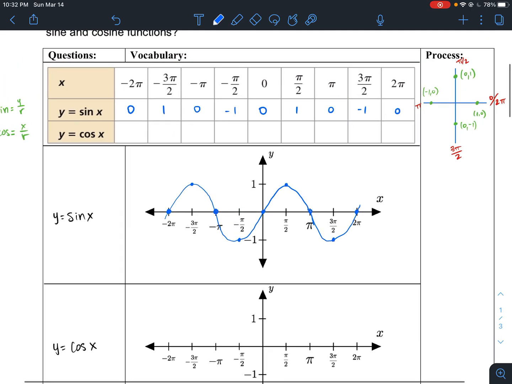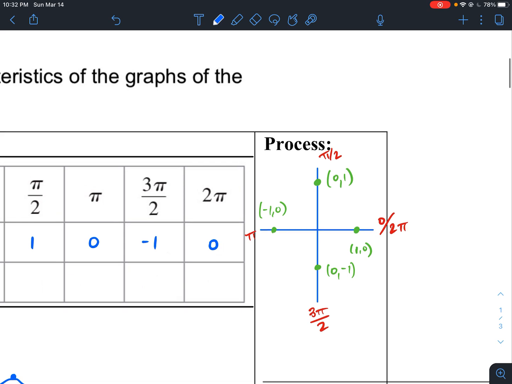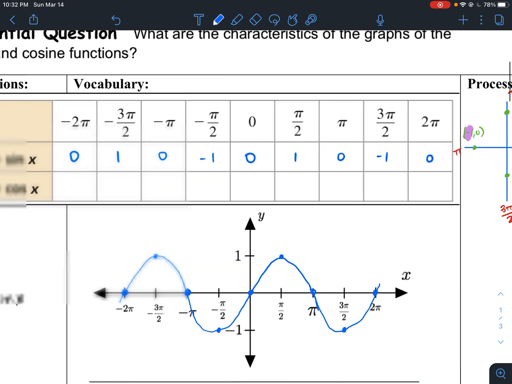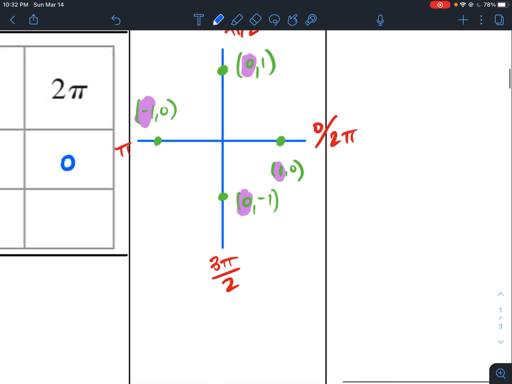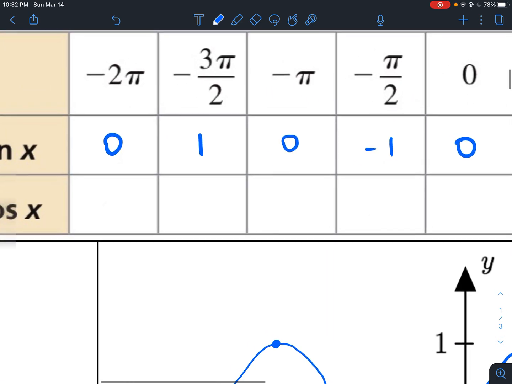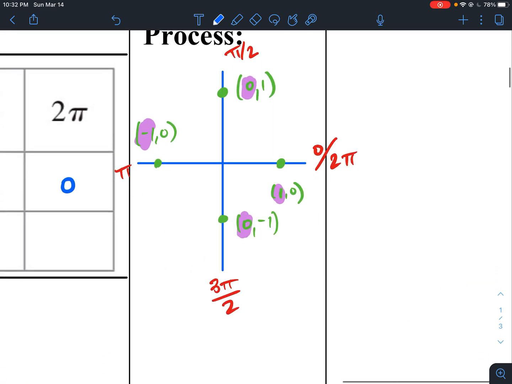Now let's do the same thing but for cosine. Remember that cosine is x over r, so we're looking at our x's, which would be this value right here, this value right here, this value right here, and this value right here. And so at -2 pi, which would be at this point right here, we would have 1 over 1, which would be 1. At -3 pi over 2, we would be right here. That would be 0 over 1, which would be 0.